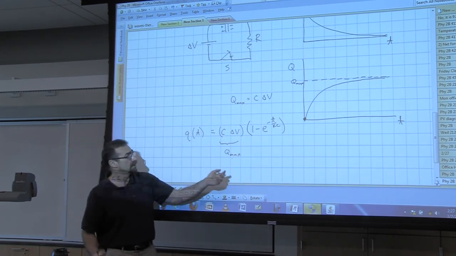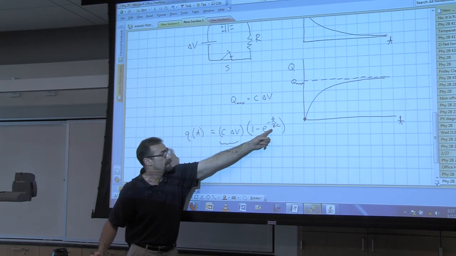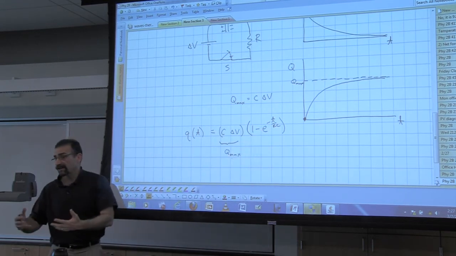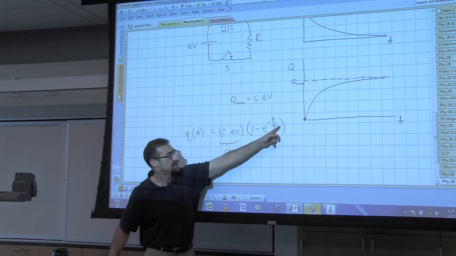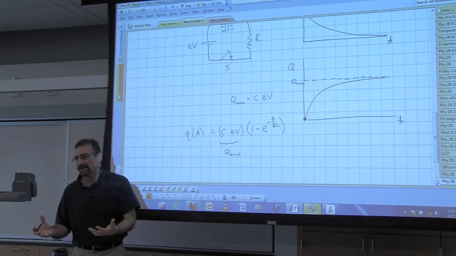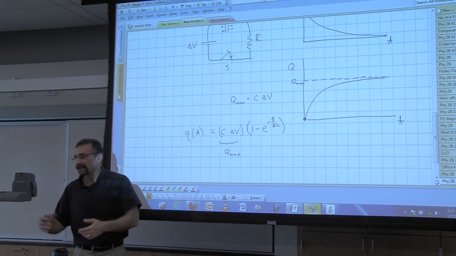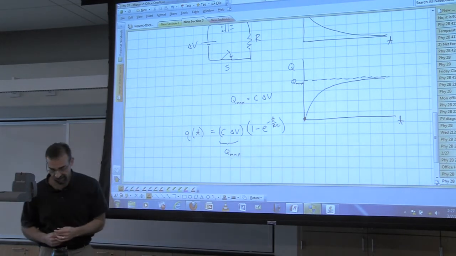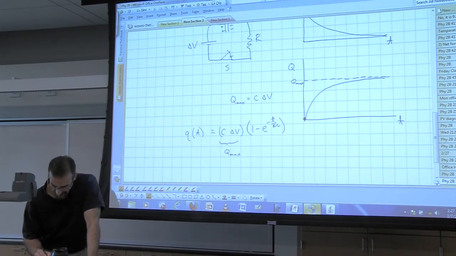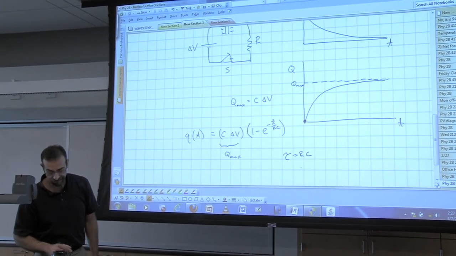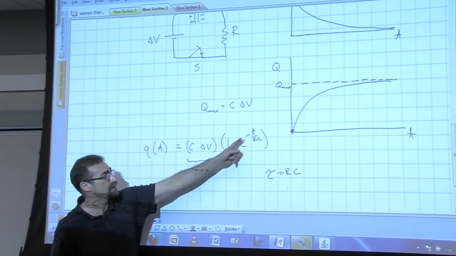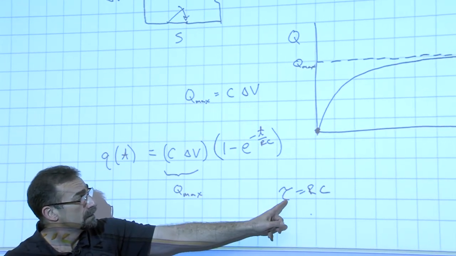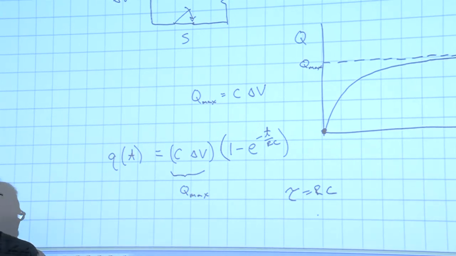And this tells you, if I told you R is a certain resistance, C is a certain capacitance, and I want to know how much charge is stored on this capacitor 3 milliseconds after I close the switch, we can figure that out. And this value RC, we often write as tau, the time constant. So you'll often see this written as t over tau, the time constant, because we want to be able to compare.